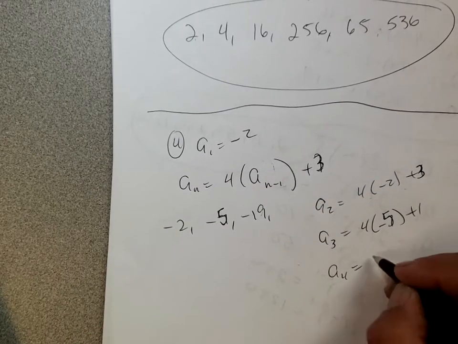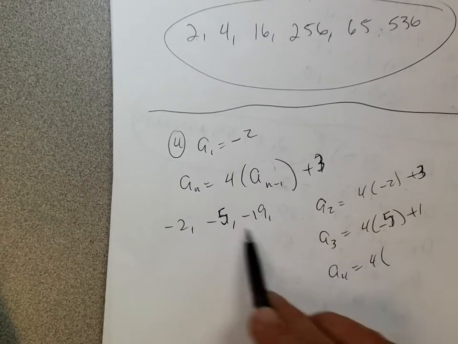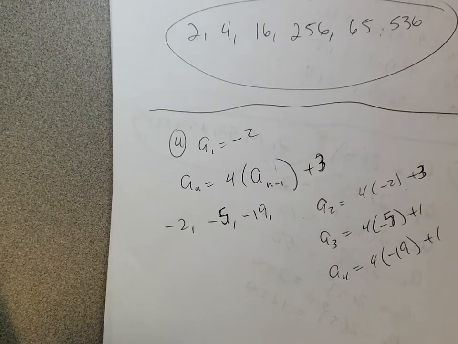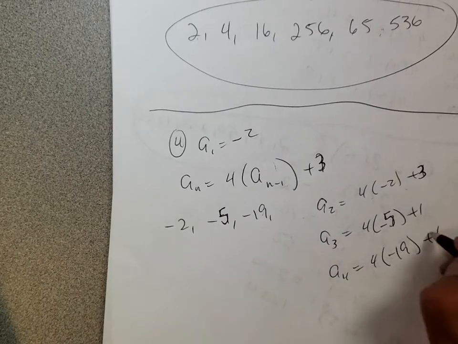A4 is 4 times the previous term, which is negative 19 plus 1. Thanks, Katie. Plus 3. Why do I keep doing that?